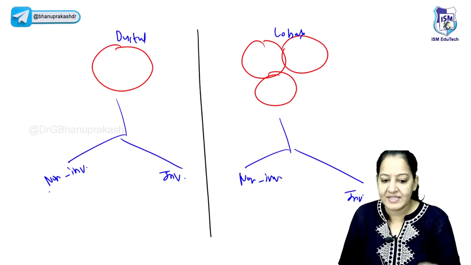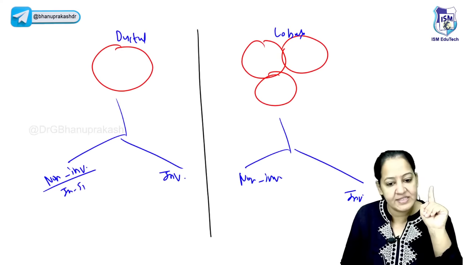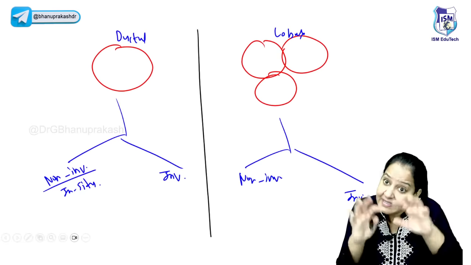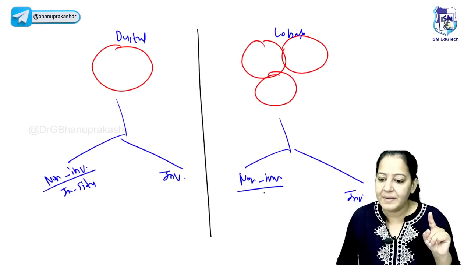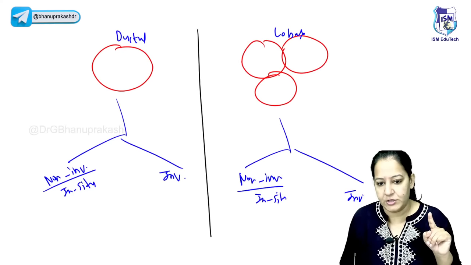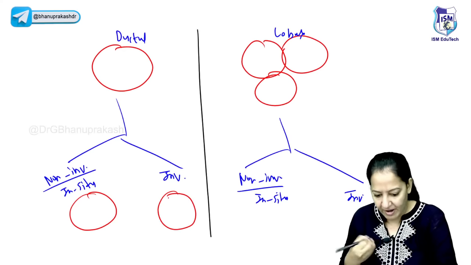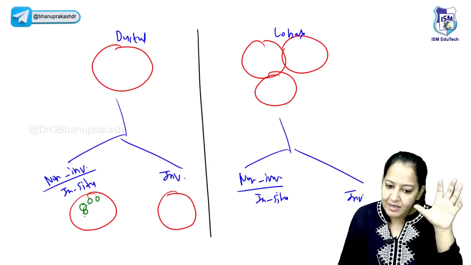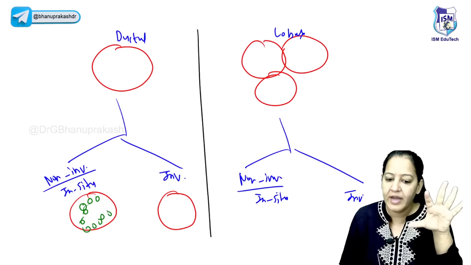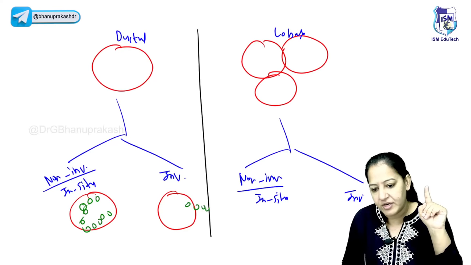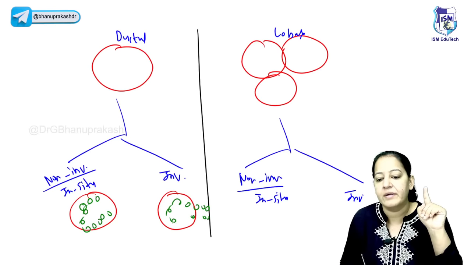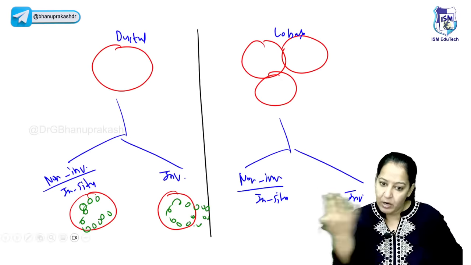Non-invasive one is known as in situ. Non-invasive and in situ is one and the same thing. In situ means it is inside. It's not coming out. That is the meaning of in situ. Okay, you got it. So let me try to draw the tumor cell. Here tumor cells are confined inside only. Here they will rupture and after rupturing they come out. They come out and spread in the background stroma.